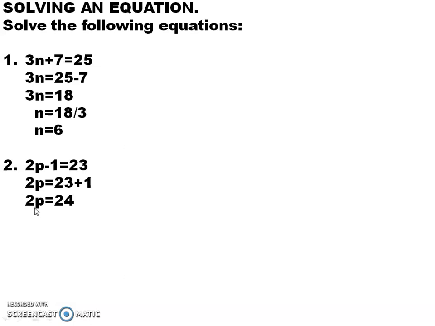Here the operation is 2 into p. What happens to multiplication when you go to the other side? It becomes division. So p is equal to 24 by 2. What is 24 divided by 2? 24 divided by 2 is 12. So the solution of this equation is p equal to 12. Let's see the next question.